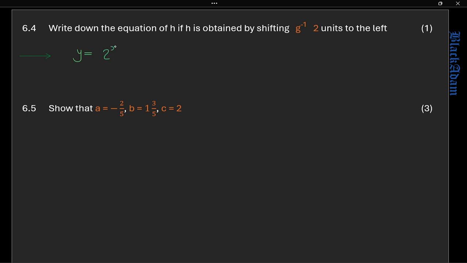The equation of h is 2 units to the left, which means y equals 2 to the power x plus 2, because that's a horizontal shift. Right, so that's going to be to the left. So x plus 2 equals 0, that's our equation for the 2 units shift to the left.